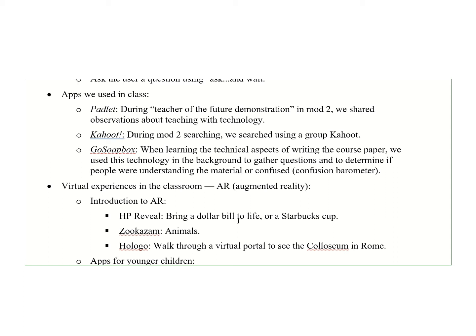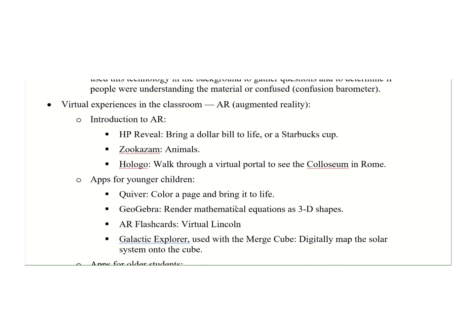We used Kahoot when we were doing the Mod 2 searching, and that was a group Kahoot, which was a lot of fun, and we received a lot of positive comments on how effective it was from all of you. And then we used Go Soapbox. That's when we were looking at the technical aspects of writing a course paper. And I used that to see if everybody was on track with it, using the confusion barometer, and also to gather any questions that you might have when we were going through all that technical information.